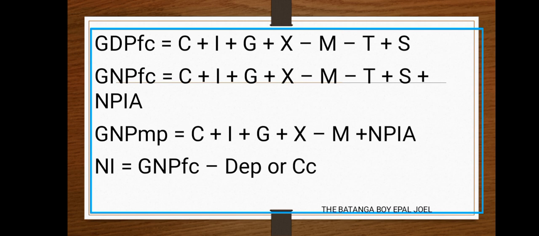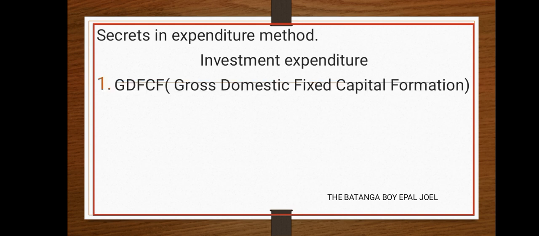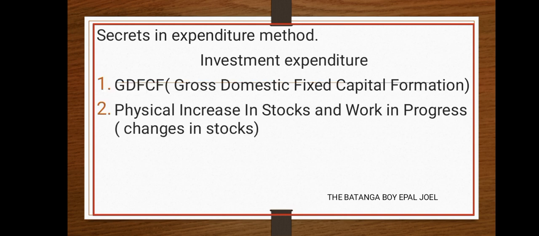Now lastly, national income is calculated by getting the gross national product at factor cost minus the value of depreciation or capital consumption. Now let me show you the secret using this method. The secret, maybe they forgot to tell you, or maybe the person did not also understand that you needed to know this secret. So secrets in expenditure method.